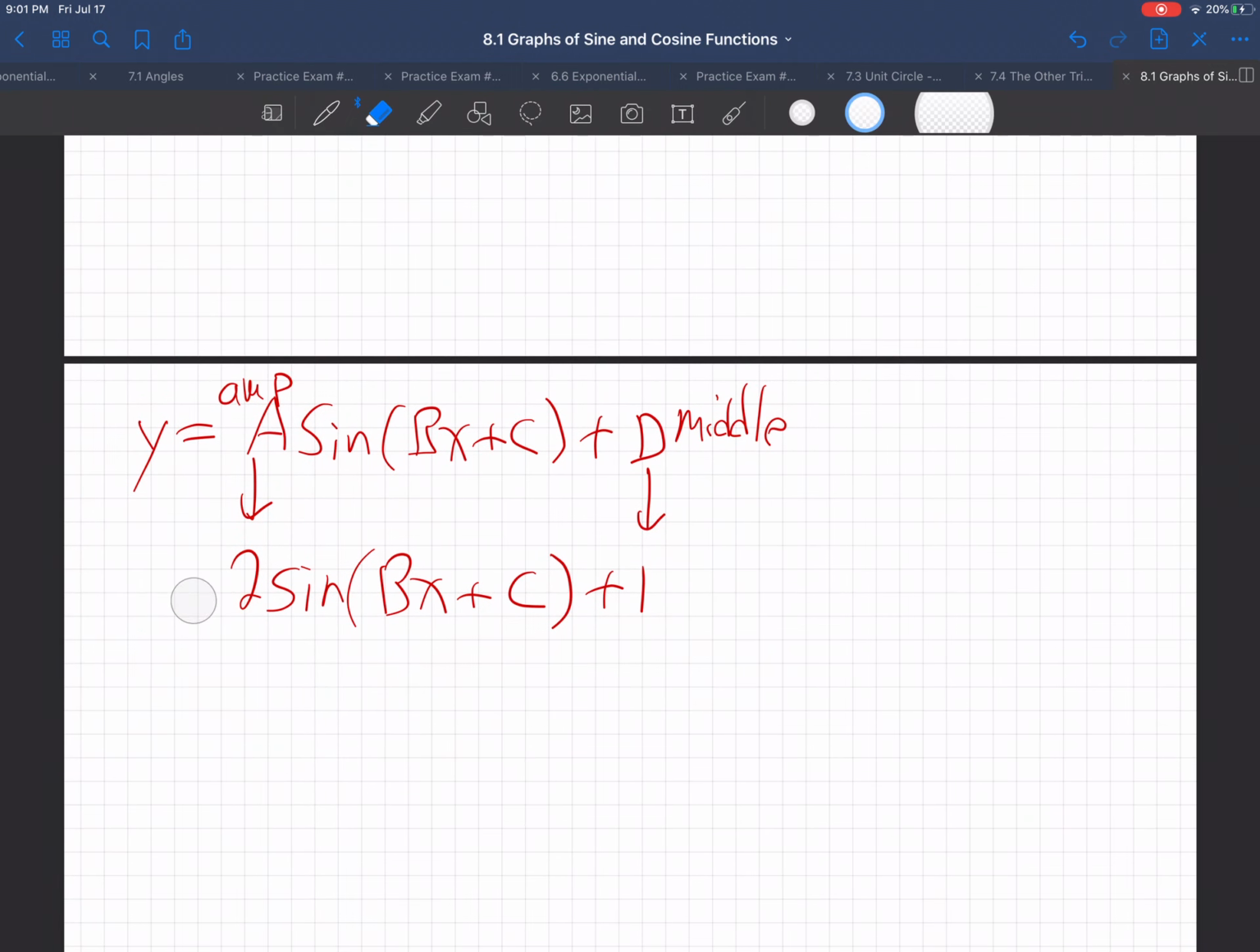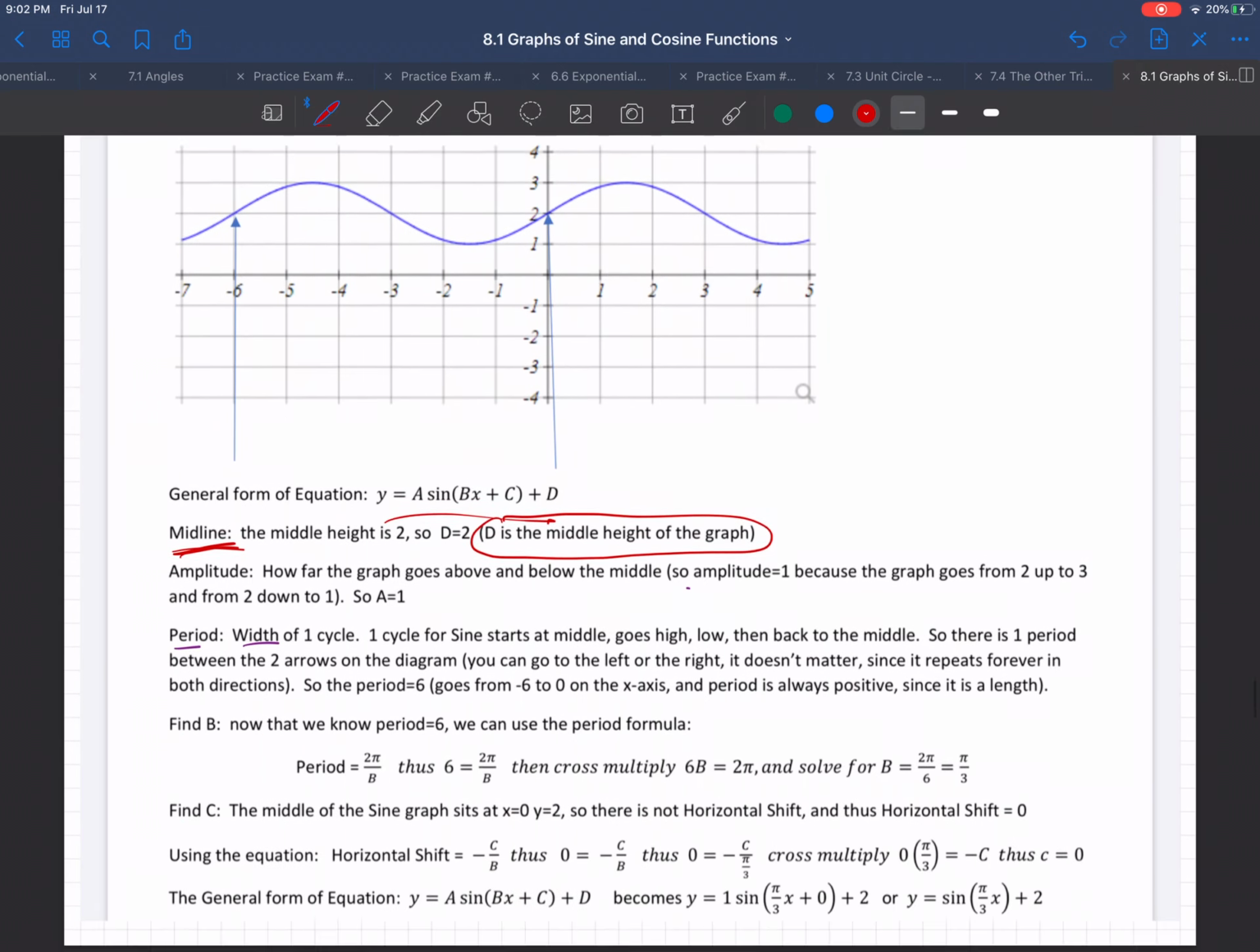So let's come back here. This is y equals negative 2. That's what makes it go down. First it goes down, negative 2. All right, and its middle is 1. Now we have to find b and c. How do we do it?